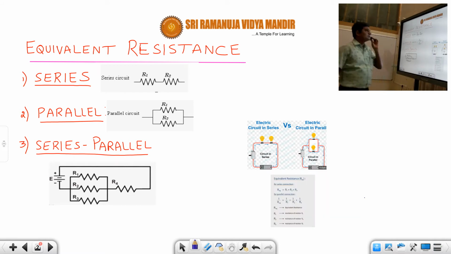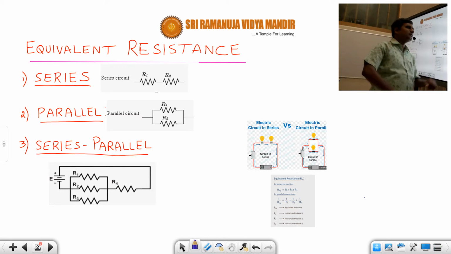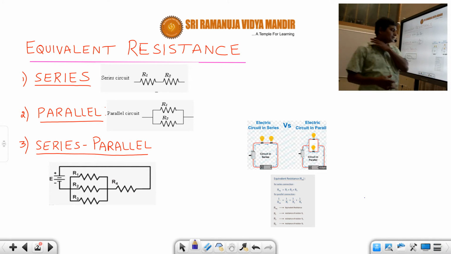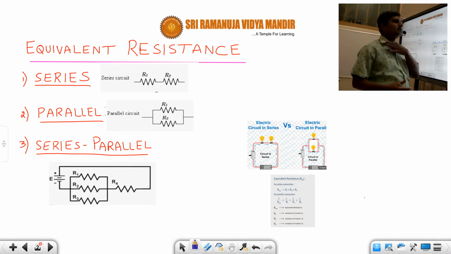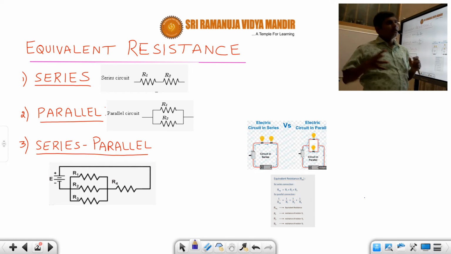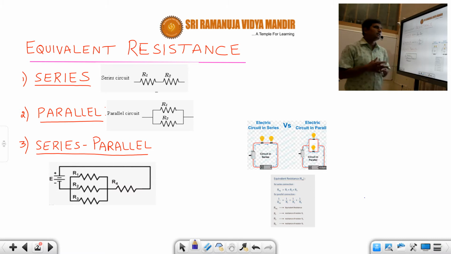See here, students. Today's topic is equivalent resistance. First of all, we'll see what is meant by equivalent resistance. What is resistance? We have learned, students, that resistance is the property of a conductor to resist the flow of electrons. That is called resistance, which we have studied in Ohm's law.